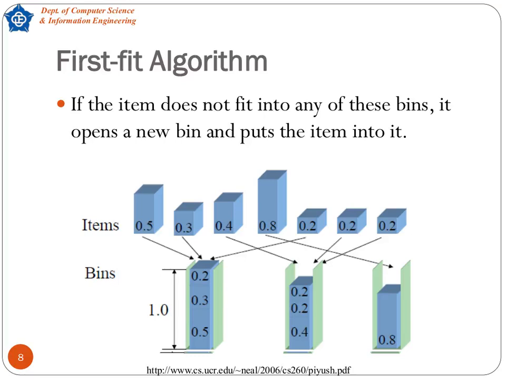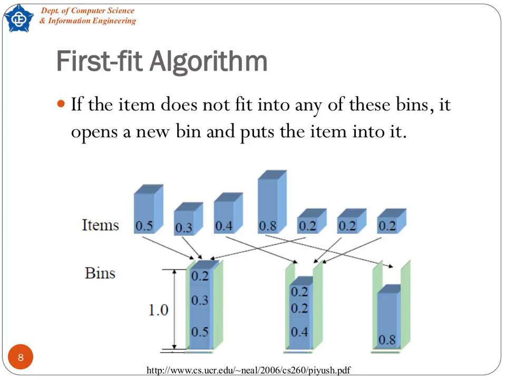6. The second 0.2 item comes next. Bin 1 is full, so we check bin 2. It fits. 0.4 plus 0.2 equals 0.6. Bin 1: 0.5, 0.3, 0.2. Bin 2: 0.4, 0.2. Bin 3: 0.8.